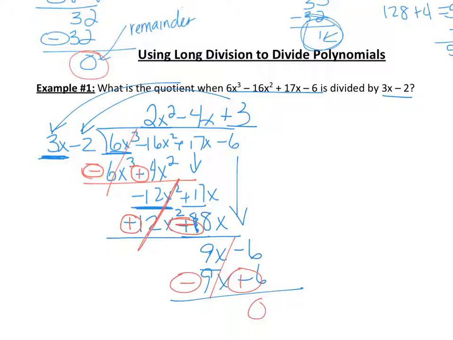So our answer, and you do have to take it off the line. You can't just circle it there or whatever. You take it off the line. It's 2x squared minus 4x plus 3. Yay. All right, next. Moving on.